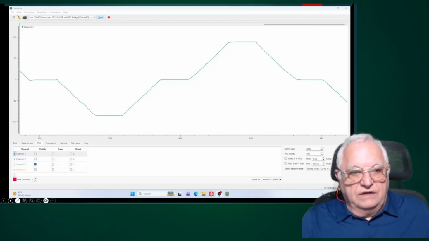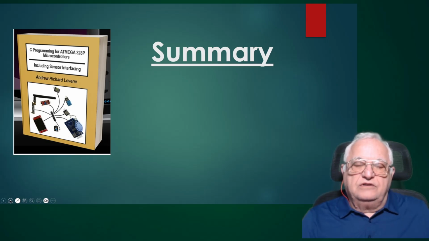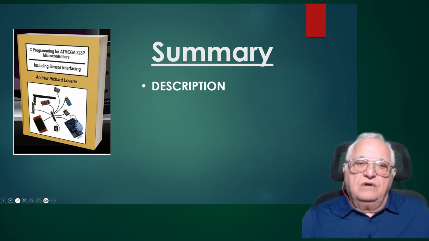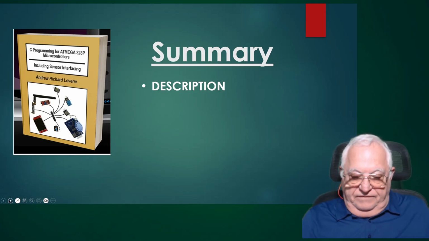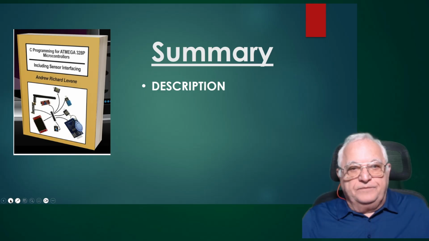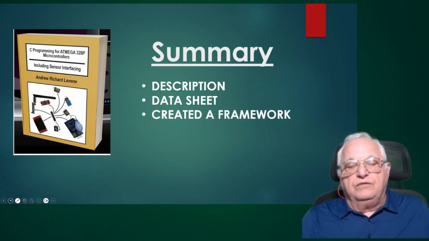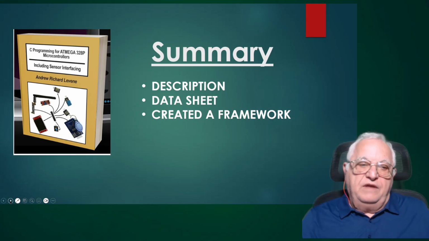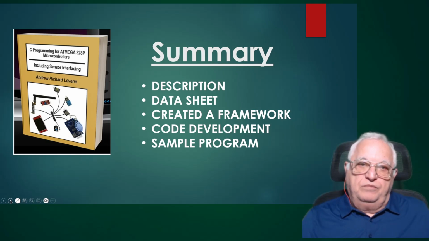Okay, so let's go ahead and continue, and we finally got to the summary. Today I gave you a description of the MPU 6050, and next we went through the data sheet. After looking at the data sheet, we created our framework. Next, I showed you how to go about developing the code, all the different parts of the code. And finally, we put everything together in the sample program.